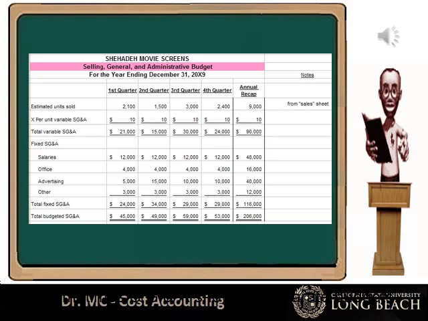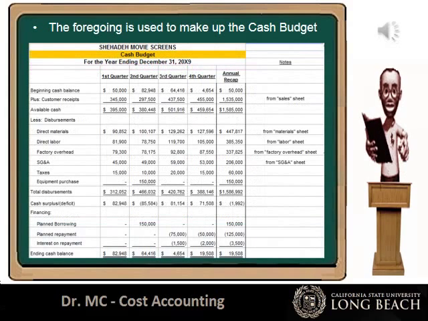Notice how all of the figures flow from the estimated number of units sold that was determined in the sales budget. This is the cash budget. The numbers come from the various budgets discussed earlier. Notice that a cash deficit is estimated in the second quarter due to an equipment purchase. The cash budget anticipates covering this deficit with a borrowing. Notice that in the third and fourth quarters, payments of interest and principal on this loan are anticipated.